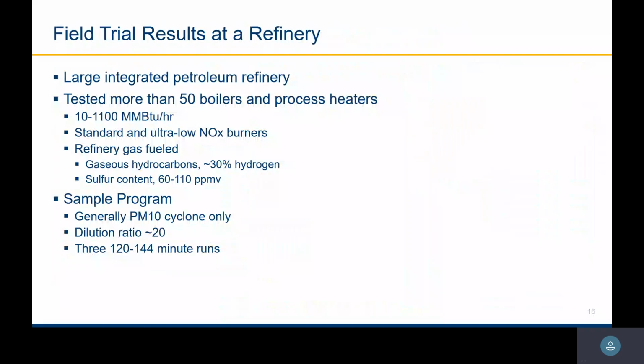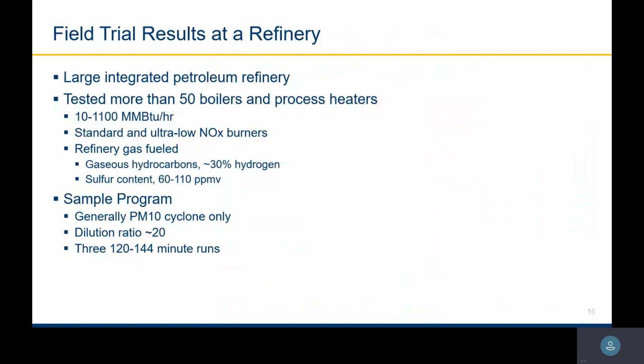So now we'll get to what we have experienced on this. We were involved in this method early on, and in 2018 it was published. The final published Federal Register was in July or so of 2018. We started a large testing program in a refinery in the beginning of 2018. While the method was in final publication and after it was published, we conducted a testing program on 50 boilers and process heaters. They ranged in size from small ones of only 10 million BTUs up to 1,100 million BTUs an hour.